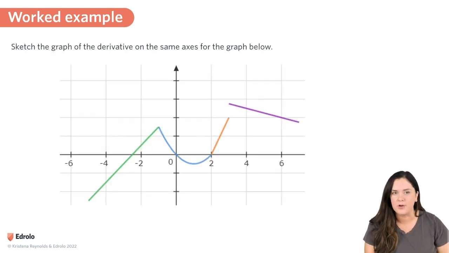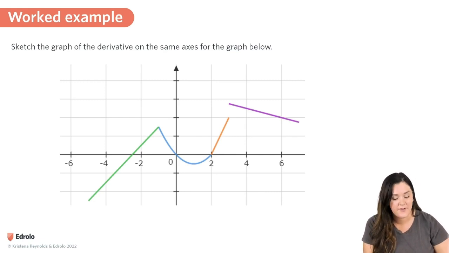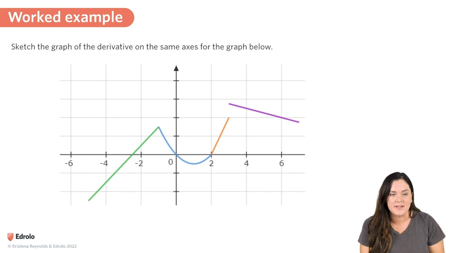Here's a tricky one for you. What if it's not a polynomial? What if it's not a normal graph? But if it's a hybrid or piecewise graph? What we're going to have to look at is this graph in each of its sections and look at what the gradient is doing in each section.